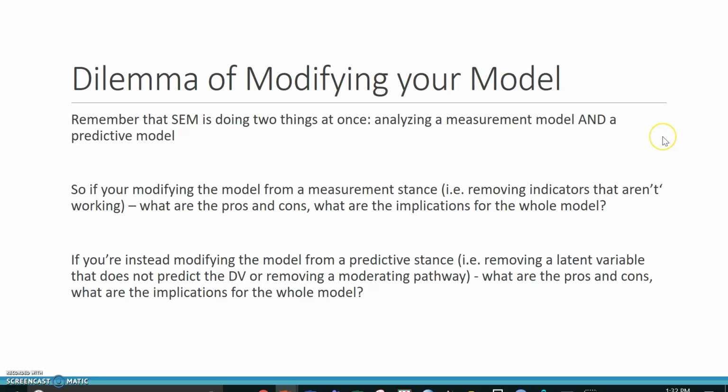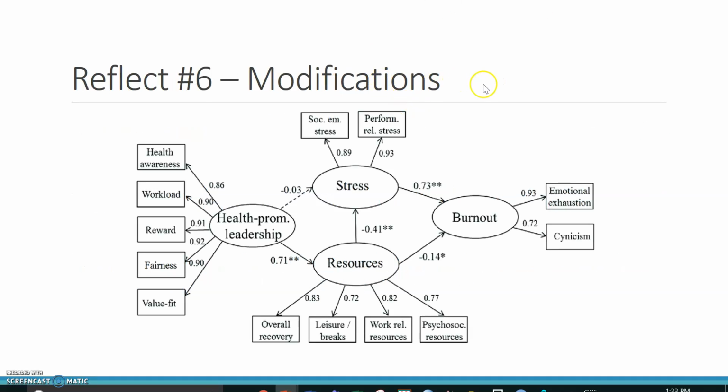You also have to remember that SEM is doing two things at once when we get into the big models. You're looking at a measurement model and you're looking at a predictive model. If you're modifying items that aren't working from the measurement stance, there are pros and cons to that. And if you're modifying from a predictive stance, meaning removing a latent variable, changing a predictive pathway, removing a moderator's pathway, those are very different implications when we start thinking about the pros and cons. So go back and reflect with some reflection questions. Pause, go back to your guide, and spend some time thinking about modifications.